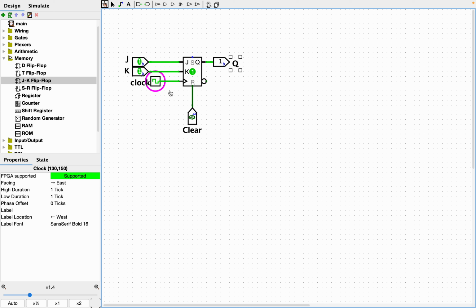Why does the JK flip-flop toggle? The core idea is that when both J is 1 and K is 1, the flip-flop toggles its state, because on the rising edge of the clock, the flip-flop changes its output Q from 0 to 1 or from 1 to 0, depending on the current state. So if the current state is Q equals 0, the output will change to Q equals 1. If the current state is Q equals 1, the output will change to Q equals 0.